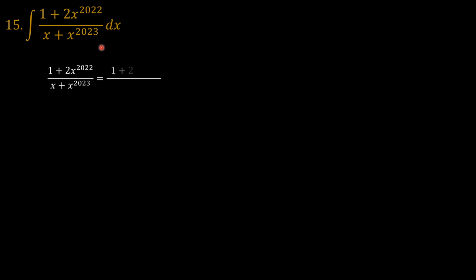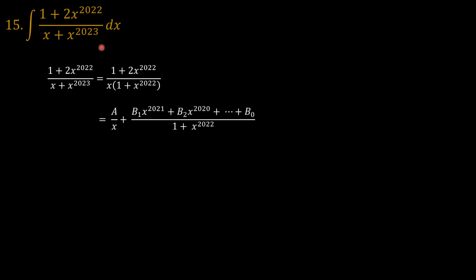So the next problem is problem number 15, the integral of 1 plus 2x to the power 2022 over x plus x to the power 2023. So first thing I would do is factorize the denominator so that we have x times 1 plus x to the power 2022, and then express it in partial fraction form. And this looks a little bit more complex because when you do partial fractions, the numerator should always be 1 degree less than the denominator polynomial.